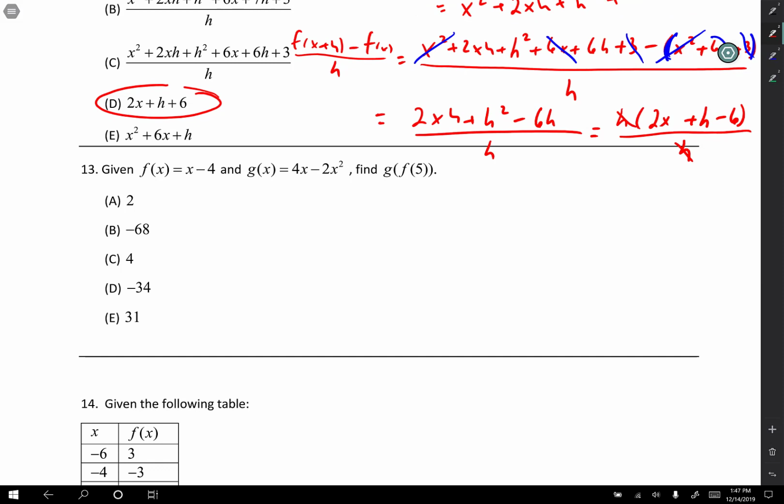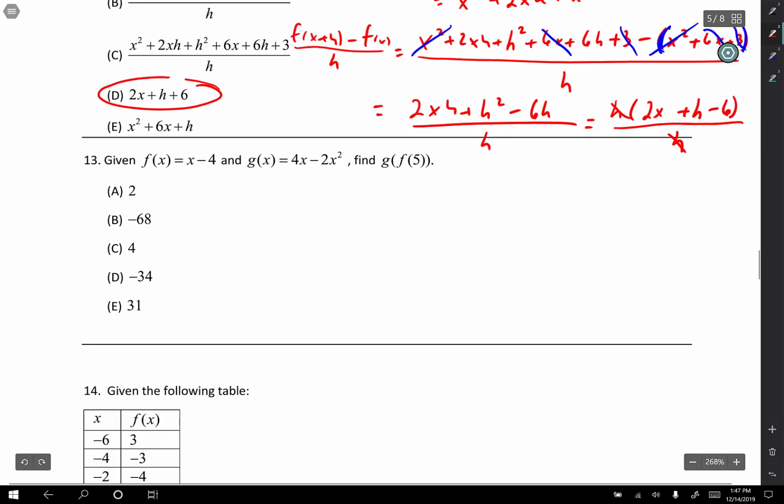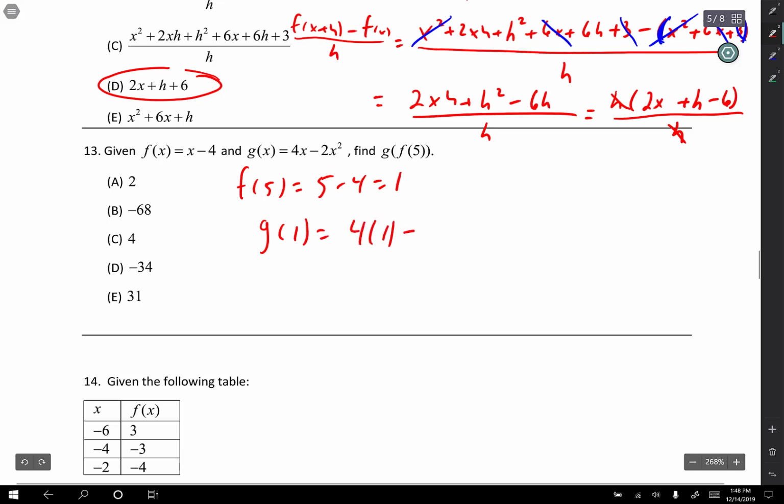All right, let's continue. So this is the composite function. So here we go. F of 5 equals 5 minus 4. 5 minus 4 is 1, and that's what you're going to plug into g. G of 1 is 4 times 1 minus 2 times 1 squared. So 4 minus 2 is 2, and there it is.